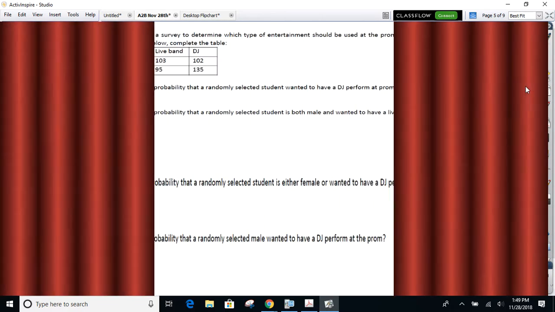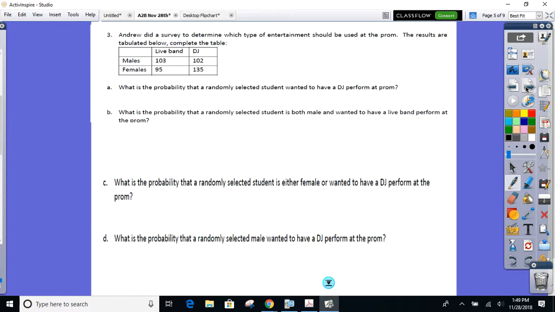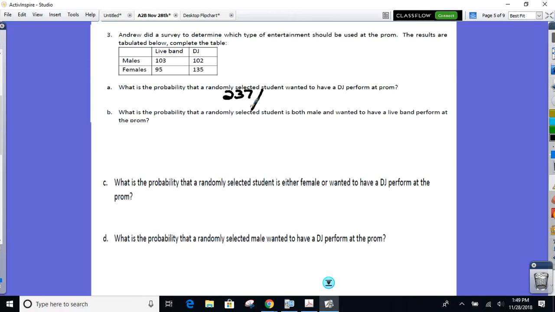Hey, DJ, live band. All right, at the prom, DJ, live band. What's the probability you select a student who wanted to have a DJ? Doesn't look like gender matters, so ready? How many people want a DJ? Not your personal opinion, from the table. 237 out of, remember this is a randomly selected student, so how many students do I have here? 435. Yep, 237 out of 435.